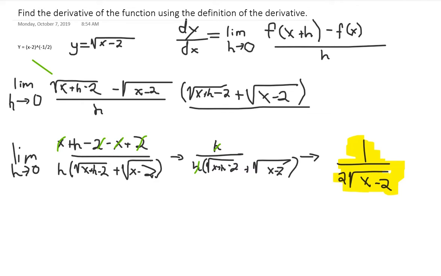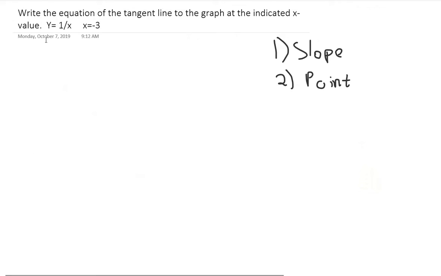Alright, let's get into the next example. So unfortunately, very rarely do you just get asked for the derivative. Usually you have to do something with the derivative. This is a good example of something you might be asked to do. So write the equation of the tangent line to the graph at the indicated x value. And the function we're given is y equals 1 over x. And the x value is x equals negative 3.